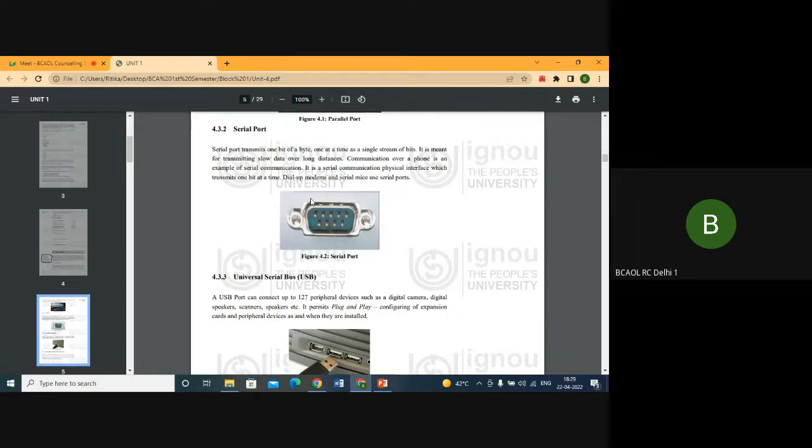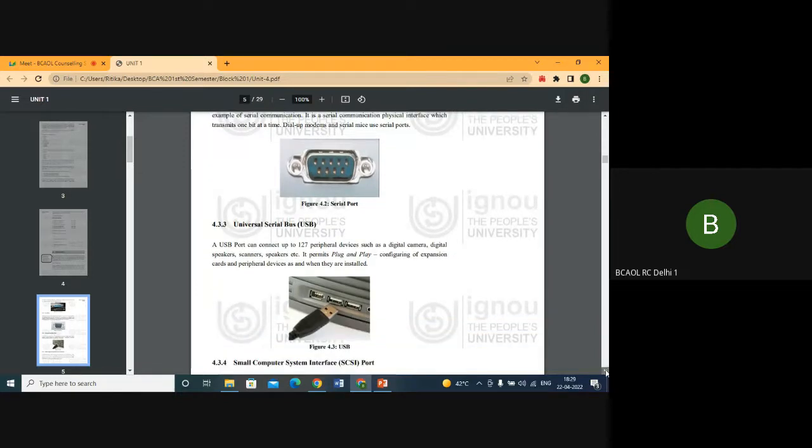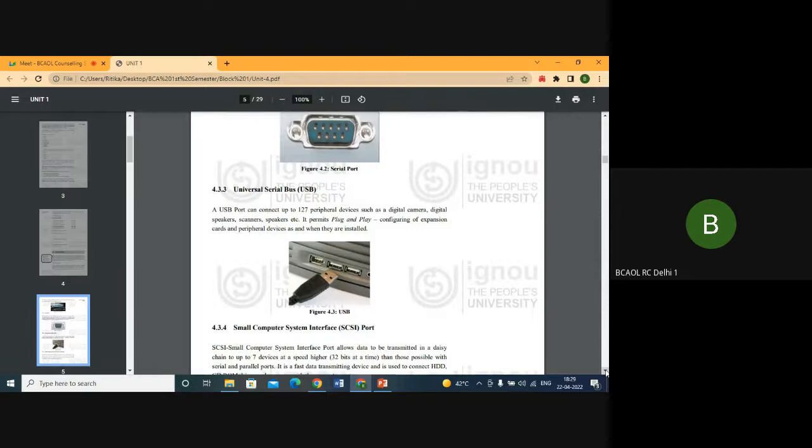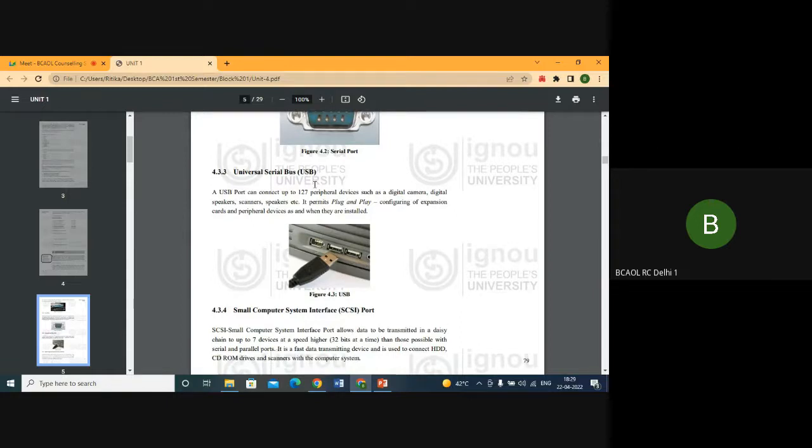So see, this kind of thing was serial communication. Dial-up modems and all that. So one bit of information could go. Nowadays serial port is not used. Now you generally have USB devices only. So what you are normally using now is the universal serial bus, USB, right?